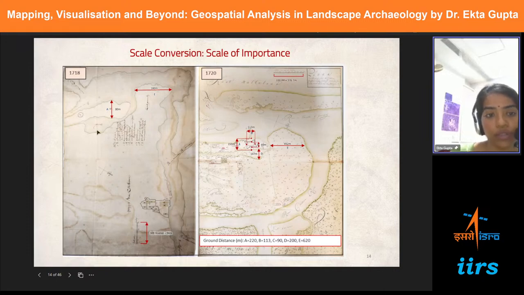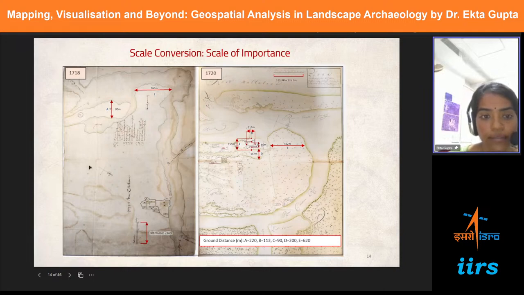Scale conversion. First, we need to have a scale marked in the map. Like in most cases, you may not find these scales. And again, these are Dutch, French, and Danish maps, so it becomes difficult to translate or understand the language and make the conversion. Anyway, a lot of these maps have a scale of importance.